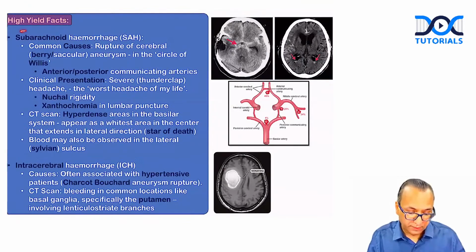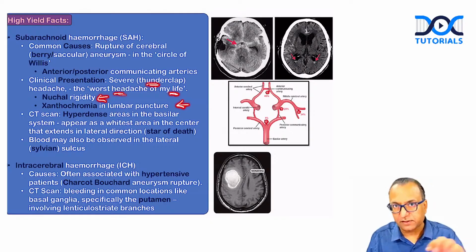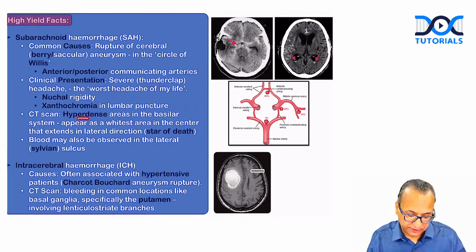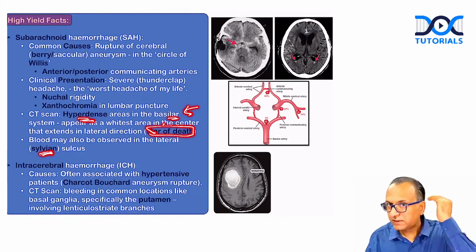What about the subarachnoid hemorrhage? The common cause is rupture of a cerebral berry aneurysm, saccular aneurysm, circle of Willis. Anterior communicating is more common than posterior communicating. Severe thunderclap headache, worst headache of my life, nuchal rigidity, xanthochromia, lumbar puncture. All these blood vessels are in the subarachnoid space. If they rupture, then blood will be in the CSF, so on lumbar puncture there is xanthochromia because of blood in the CSF. On CT scan, hyperdense area, basilar area, that star shape, the death star, and it may encroach into the sylvian sulcus, also the lateral sulcus of the cerebrum.